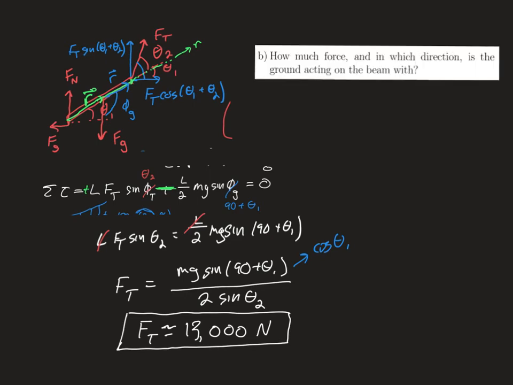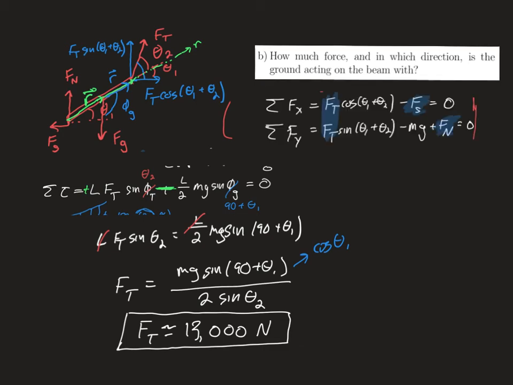The tension in the cable is 13,000 newtons. So if you recall, part B asks how much force, and in which direction, is the ground acting on the beam. So let me pull in my Newton's second law from the previous slide. There's the sum of the forces that I had, and recall that the reason I had to use the torque equation is because I had 3 unknowns. But now I only have 2 unknowns because the tension force has been found. We know how big Ft actually is.